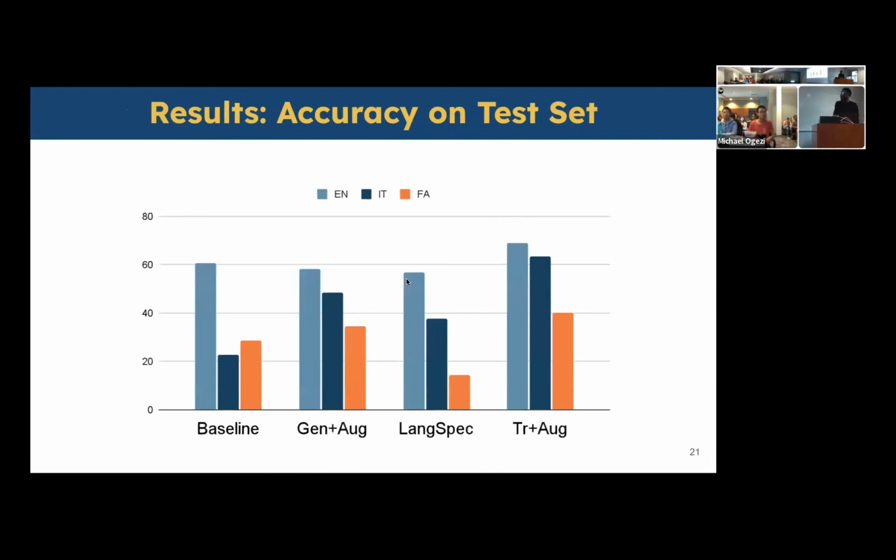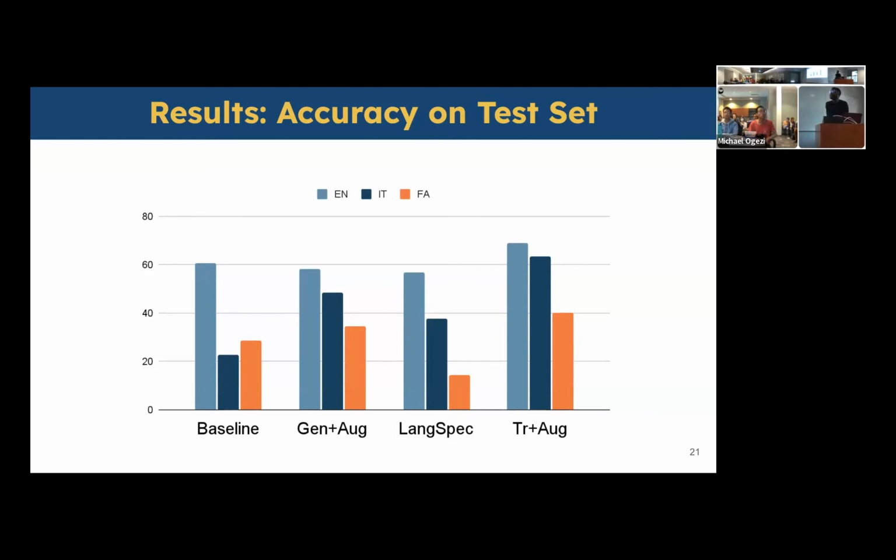So without further ado, our results. The baseline, we see that it performs decently for English. The Gen, which is image generation, performs decently as well. We see that with the translation, which uses translation for some of the samples, it does better. Surprisingly, language-specific models don't perform very well.